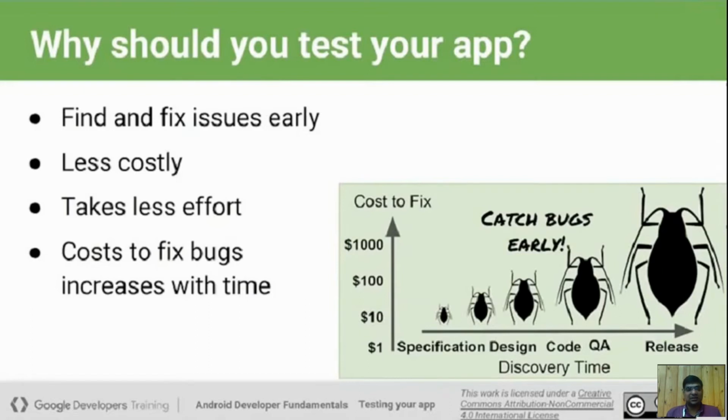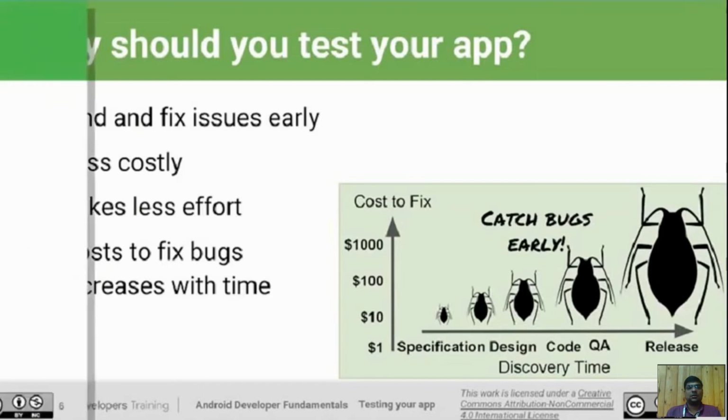Finding bugs at early stages will cost you less and will take less effort. With the increase in time and the development of your application, it will take much more time to find your bugs, and it will be much more expensive too.